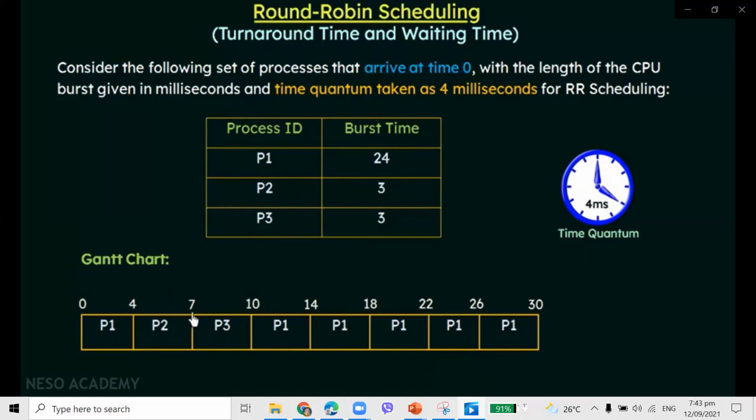Now at 7 milliseconds, the CPU will have to be assigned to the next process in the queue. So which is the next process? It is P3. So P3 gets the CPU at 7 milliseconds. And how long does it have to execute? It has to execute for 3 milliseconds.